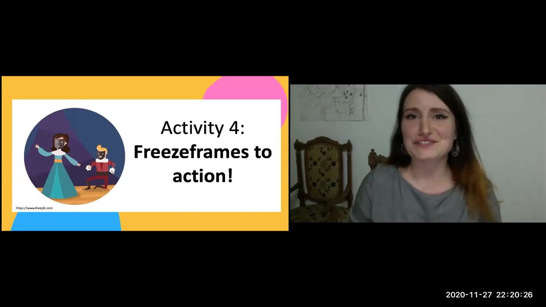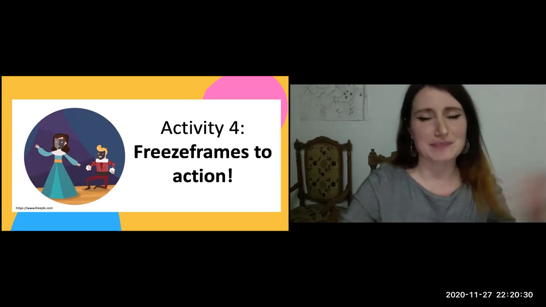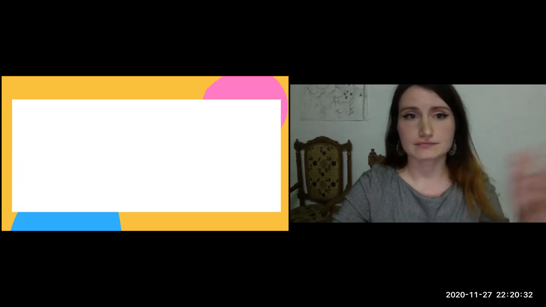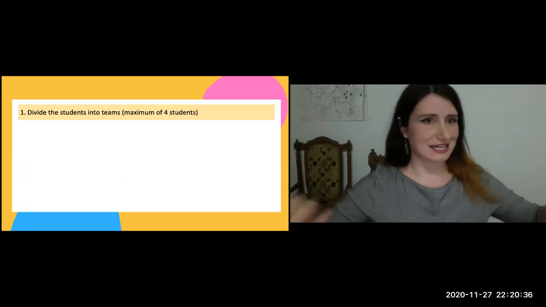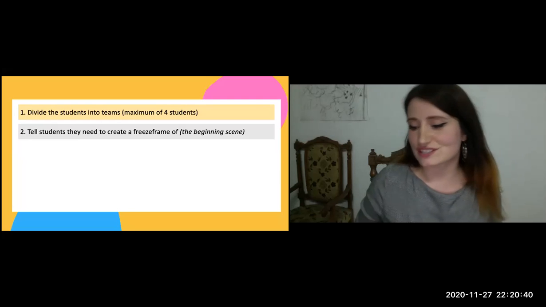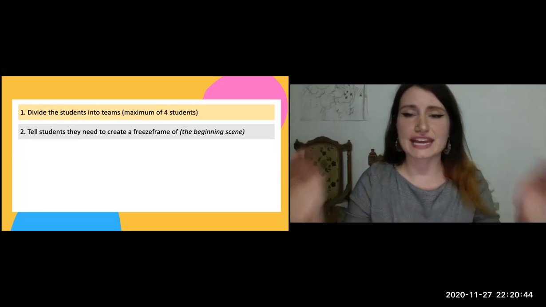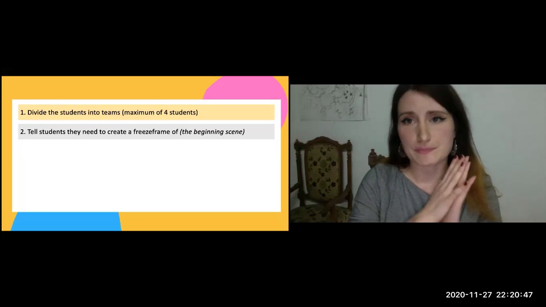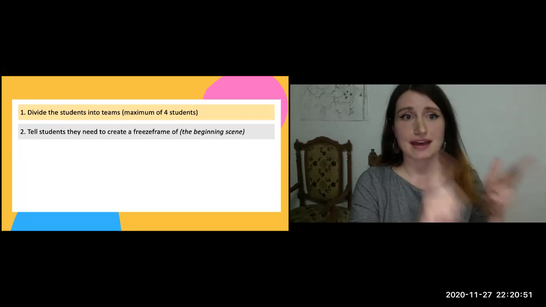Last one, activity 4. So this is freeze frames to action. So it links back to the shape game. Once again, we divide our students into teams. And we tell the students they're going to create a freeze frame. Now, with this activity, it's like creating a story with pictures. So we have a beginning freeze frame, a middle freeze frame, and the end.